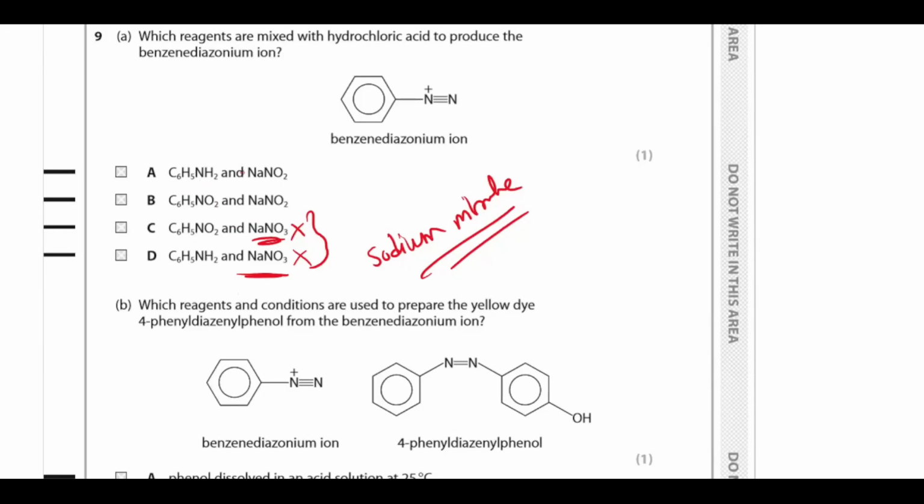Now, of course, we need to check out among these two. The correct option will be A, because if we reacted nitrobenzene, then the product would have been something else. We tend to mix phenylamine and sodium nitrite in a cold in situ mixture, in order to produce the benzene diazonium ion. So option A will be the correct answer.